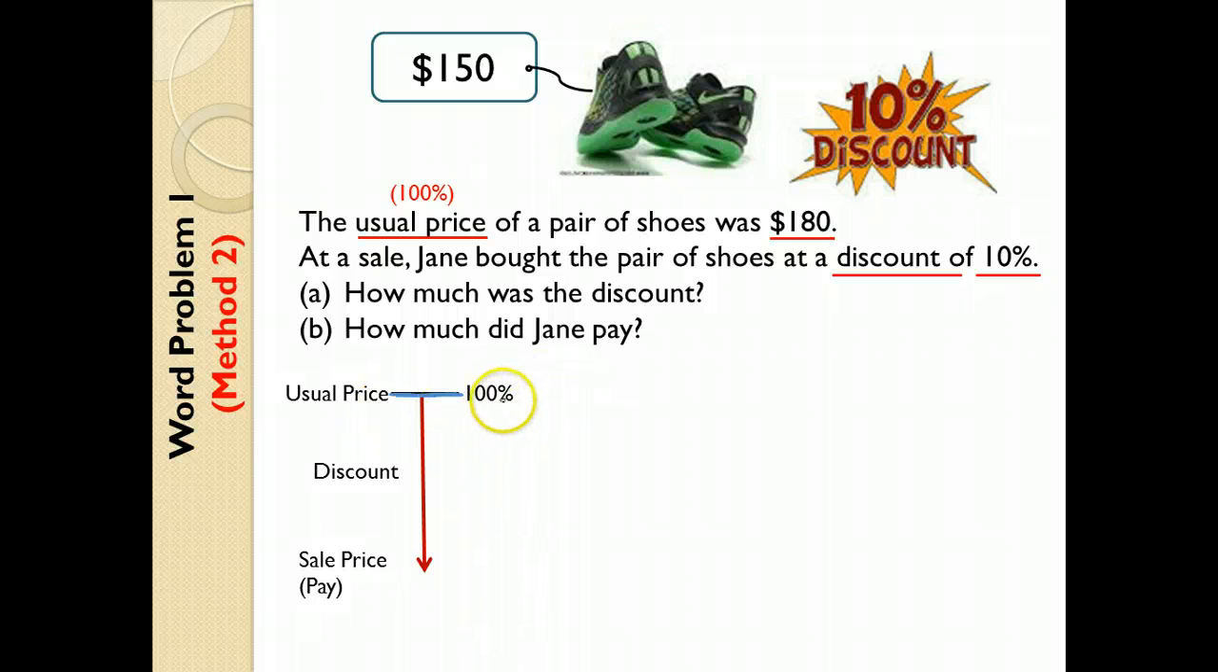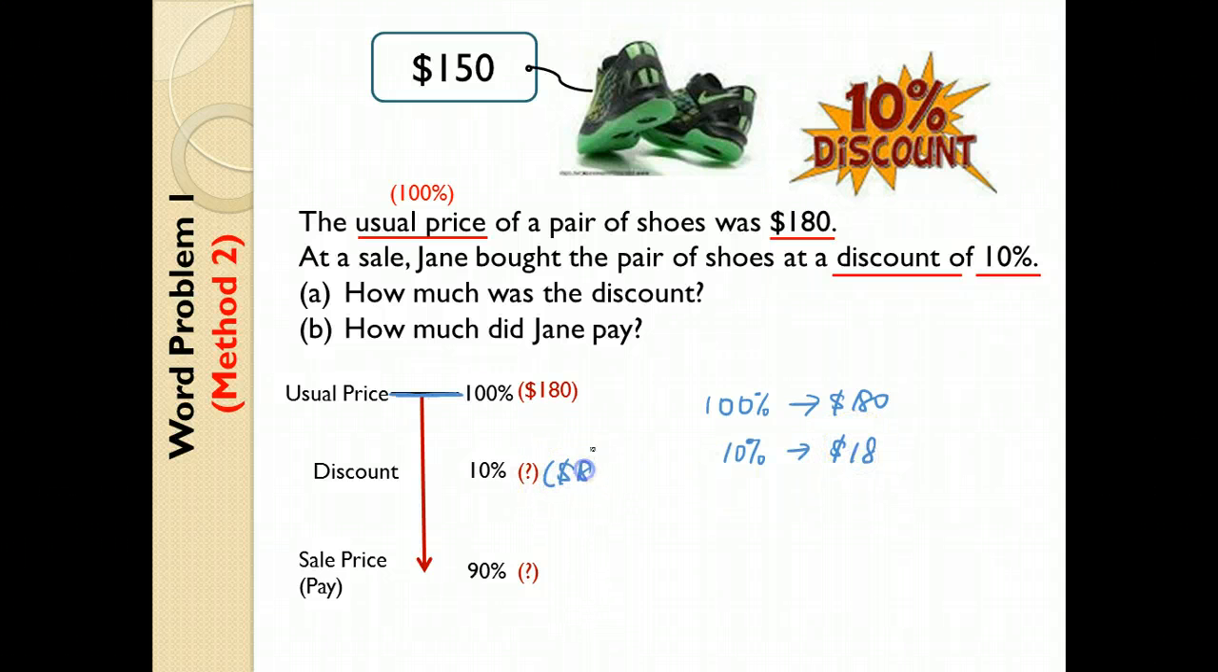So our usual price is 100%, which is our $180. There is a discount of 10%. So I take 100 minus 10. My sale price will be 90%, or the amount paid will be 90%. We need to find the discount, and how much did Jane have to pay? Again, we know that 100% is our $180. So therefore 10%, we know from previously that it is $18. So the discount is $18 and Jane has to pay 90%, which is 18 times 9, $162.